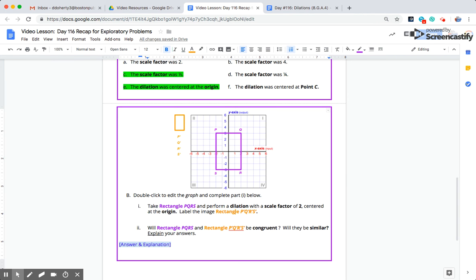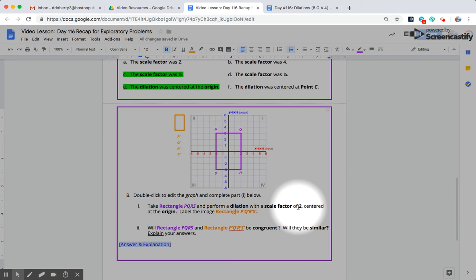For part B, you were actually asked to perform the dilation yourself. You were asked to take this purple rectangle, PQRS, and perform a dilation with a scale factor of 2. That means every side length is going to get 2 times longer. Centered at the origin tells us each point is going to be 2 times further away from the origin. And we're going to call the new image PQRS prime, and we're going to label that all in orange.